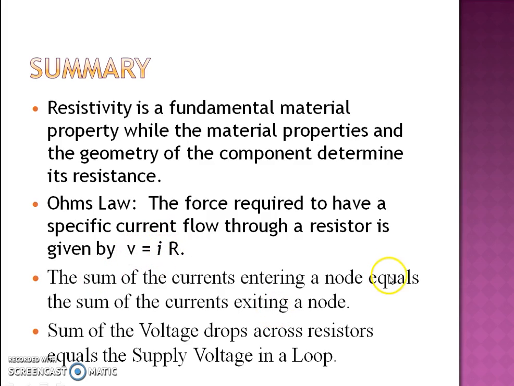The sum of currents entering a node equals the sum of currents exiting a node. The sum of voltage drops across the resistances is equal to the supply voltage in that loop. This is Kirchhoff's voltage law, and the sum of currents entering a node being equal to the sum of currents exiting or leaving that particular node or junction is nothing but Kirchhoff's current law. So these are the basic electrical circuit laws.